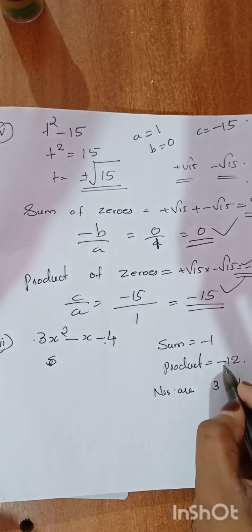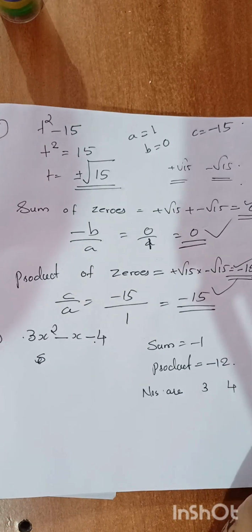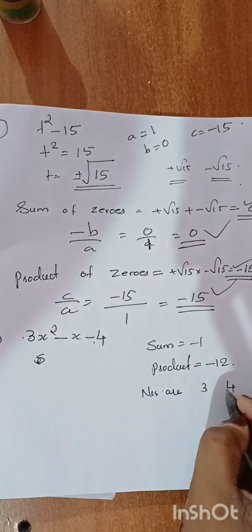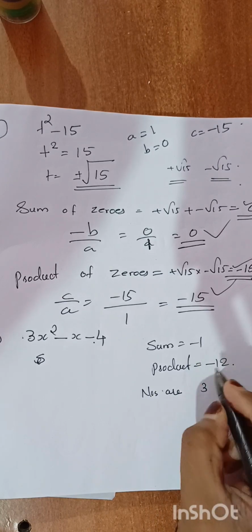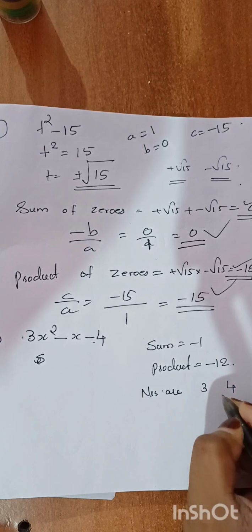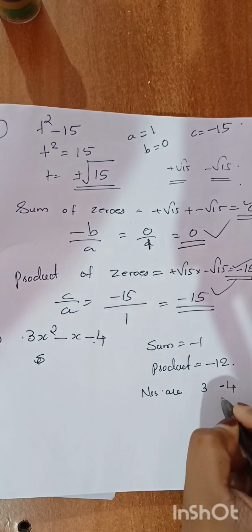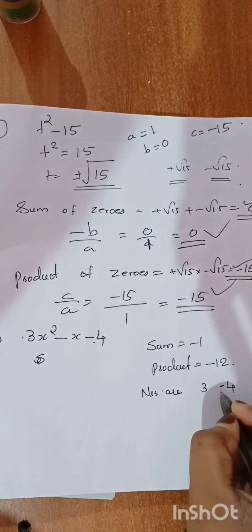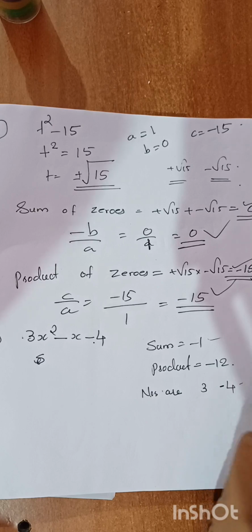Then what about the sign here? It is negative here. Product is having a negative sign, which means one number here is negative. Which is smaller or larger? You have to check the sum. The sum is minus 1, which means the sum has a negative sign. So the larger number here has a negative sign. That is 3 plus minus 4 is minus 1 and 3 into minus 4 is minus 12.